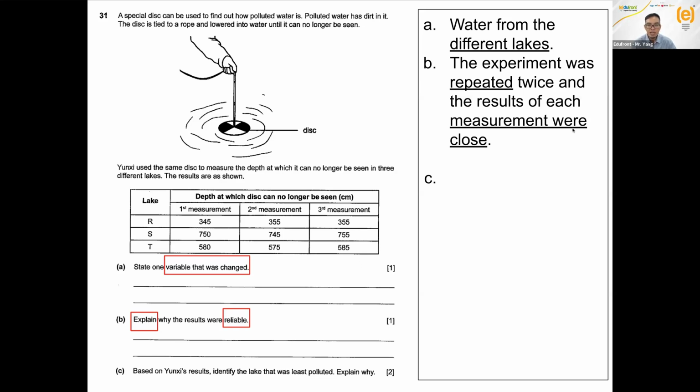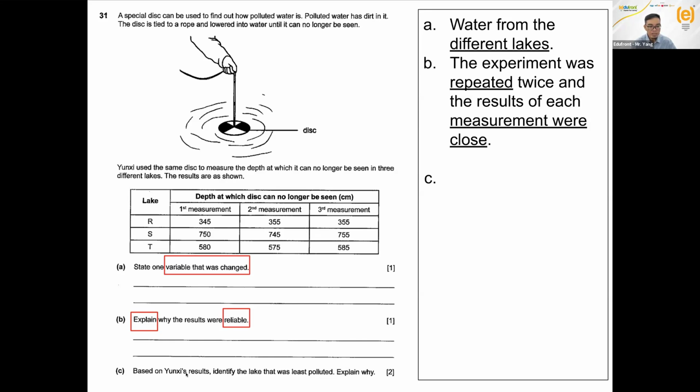And then also the results of the measurement are close. So you can see 345, 355, 355, right? They are not very different. So we can see that, okay, yes, we can make use of the result because the results are reliable. Why is it reliable? Because the experiment was repeated twice and the results of the experiments are very close. Okay?